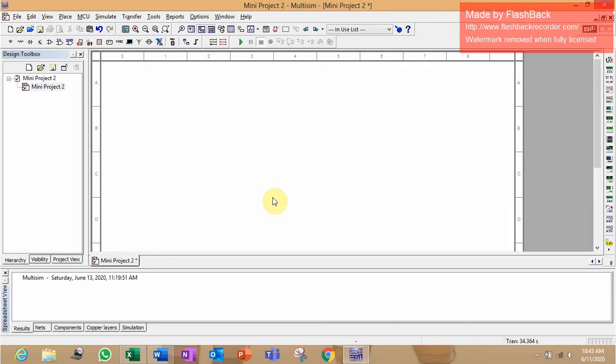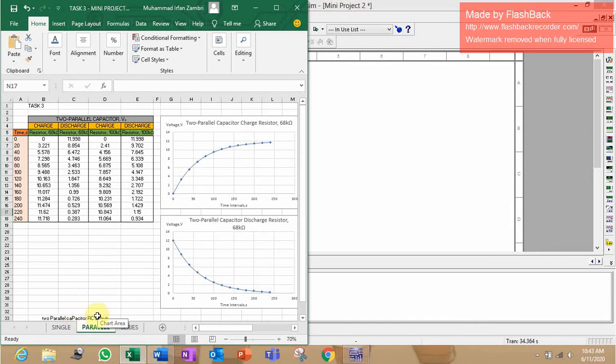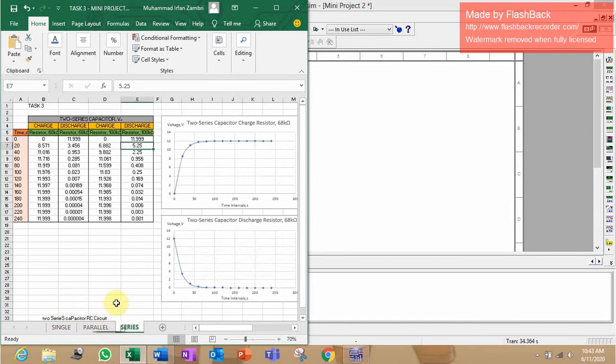Assalamualaikum. So today for mini project 2, I'm going to show about the RC circuit, which consists of a resistor and a capacitor. There are three types of RC circuit that will be used and simulated. First is the single capacitor circuit, second is the two parallel capacitor circuit, and the third is the two series capacitor circuit.